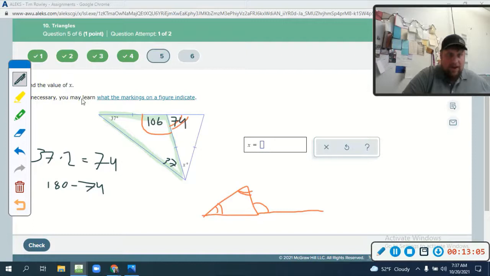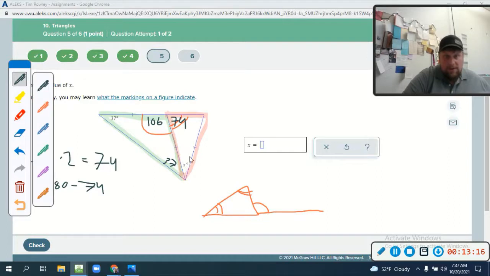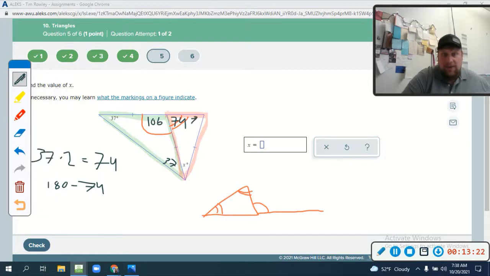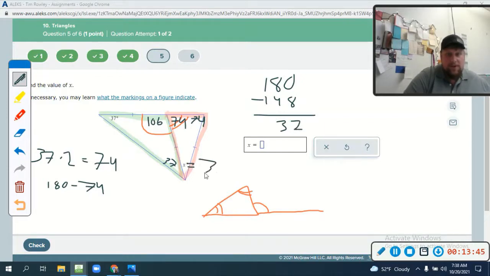Now, let's focus on a different triangle. If I look right at this one, this small triangle, what else do we know about it? We know this side is equal to this side, which means it's isosceles, correct? So if this angle is 74 degrees, I know the angle on the right is also 74 degrees. Those two add up to what? 148? Which means if all three angles of a triangle add up to 180, 180 minus 148 is equal to what? 32? Boom. So angle X equals 32 degrees.